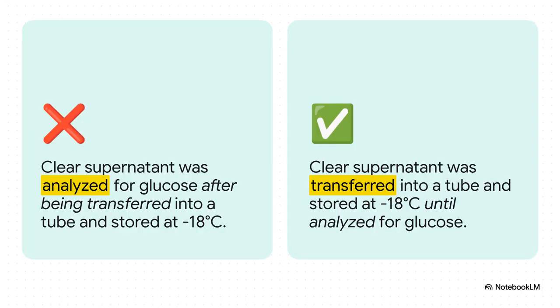And this logic goes all the way down to the sentence level. I mean, literally, the things you write have to be in the same order they actually happened in the lab. Just look at this. The incorrect one is, well, a mess. Analyzed for glucose after being transferred and stored. Wait, what? It's confusing. But the correct version? It's just a story. We transferred it, we stored it, and then we analyzed it. Simple. Logical. That's a good blueprint.